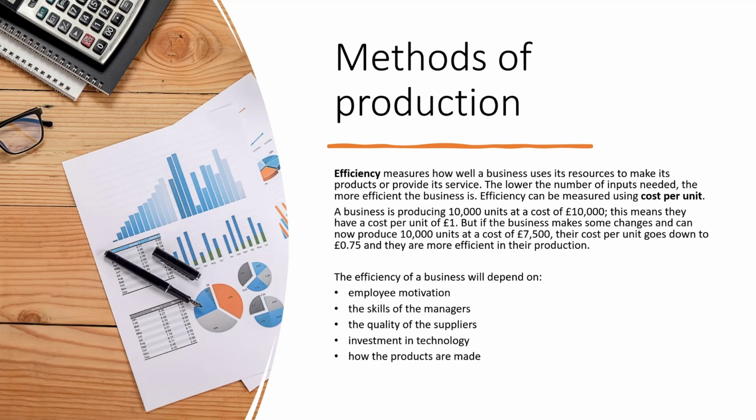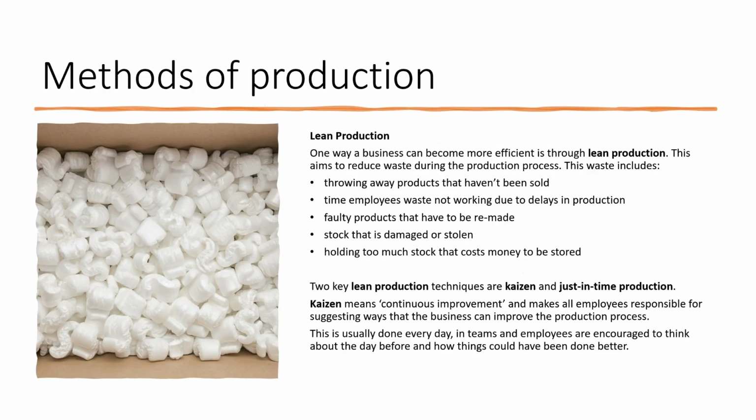So what does efficiency within businesses depend on? Well, let's go over a couple of things that it will depend on. Employee motivation, the skills of the managers, the quality of the suppliers, investment in technology, and how the products are made. So certain products will innately be more difficult and harder to streamline the production process for, simply because of how that product or service is. But with most things, there are ways to streamline production with investment and training.